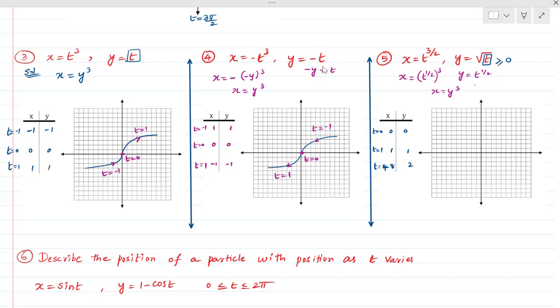So you will find the graph is 0 comma 0, 1 comma 1 and 8 comma 2. It will be here somewhere. So therefore the graph is looking like this. It is moving from the origin to the right. This is the graph where we have t equals 0, this is t equal 1 and this is t equal 2. And the negative is not possible because of the root.